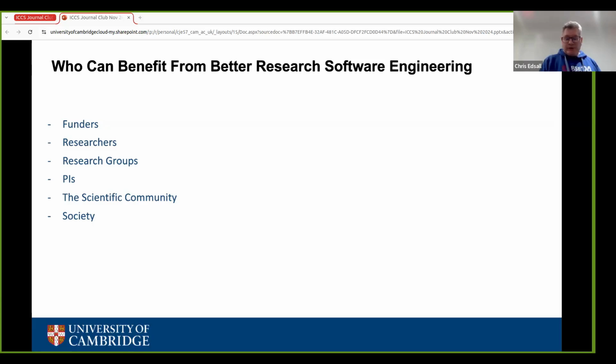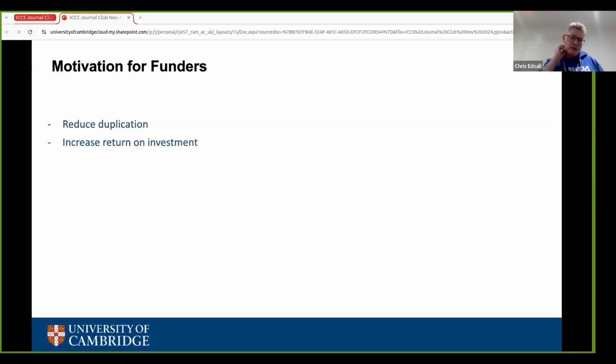So we'll look at funders, researchers themselves, groups of researchers in a particular field, the principal investigators who manage those research groups, the broader scientific community, and widening it out to the entire planet. They also have a stake, all of us have a stake in better software engineering. The easiest sell is to funders.